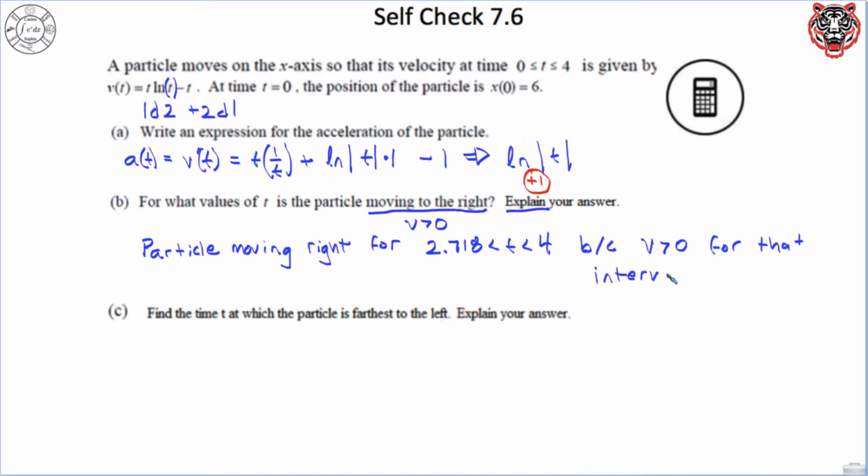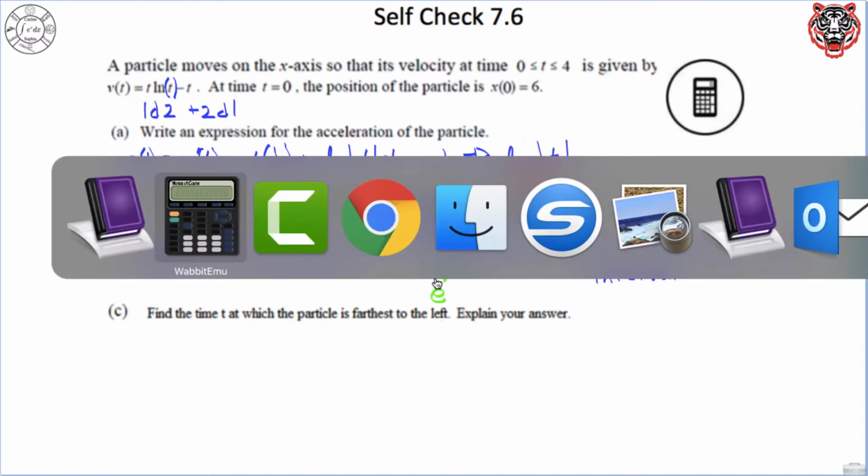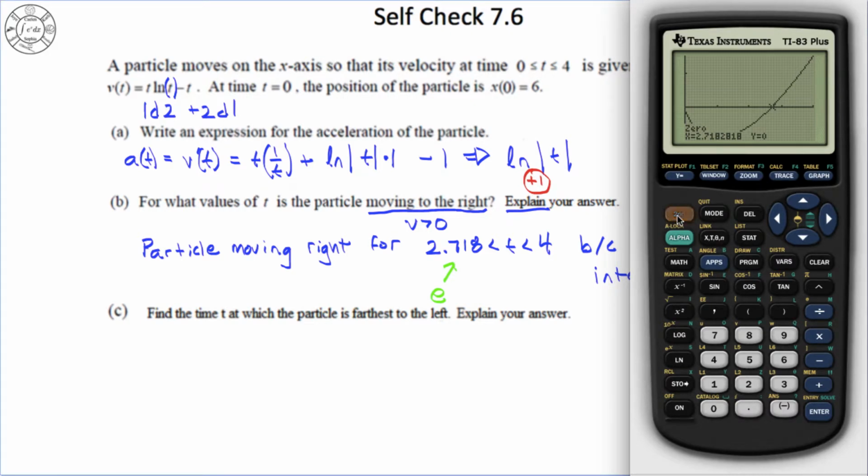You'll get your point. Does it matter if we did less than or equal to, or just less than? They don't check. They just want a general interval. And you can make a note here if you want that this number is E. If you go on your calculator and check this, do second divide and hit enter, 2.718. This is the value of E.